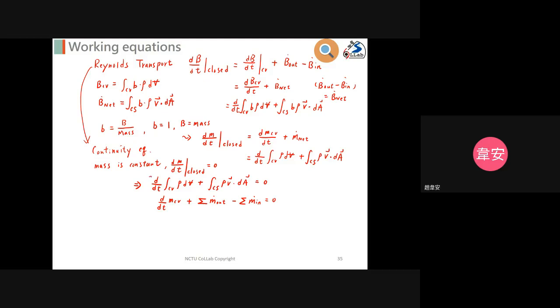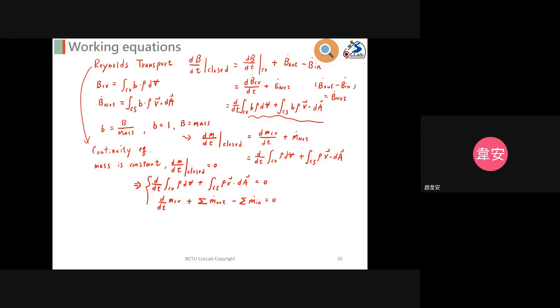This is our two formulas representing the continuity equation. And this is the original general formula for the Reynolds transport theory.